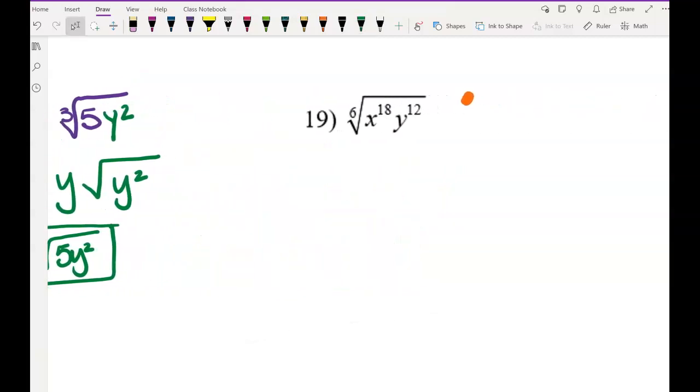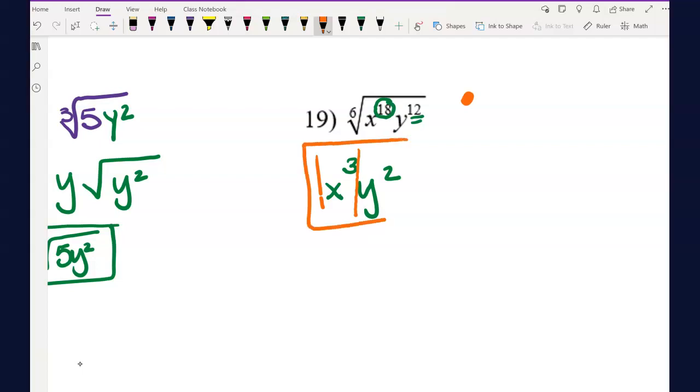19, we do have to worry about absolute value since our index is even. So x to the 18th power, we are not going to sit here and write it out 18 times, but 18 divided by 6 is going to be x to the 3rd. Ooh, odd, yes. Y to the 12th, 12 divided by index of 6 is y squared. Now out of those 2 variables, this is the only one that's going to need an absolute value because that's the only one that has an odd power for an answer. Box it up.